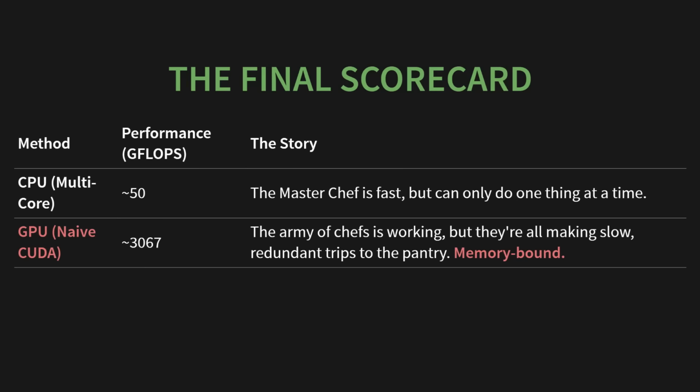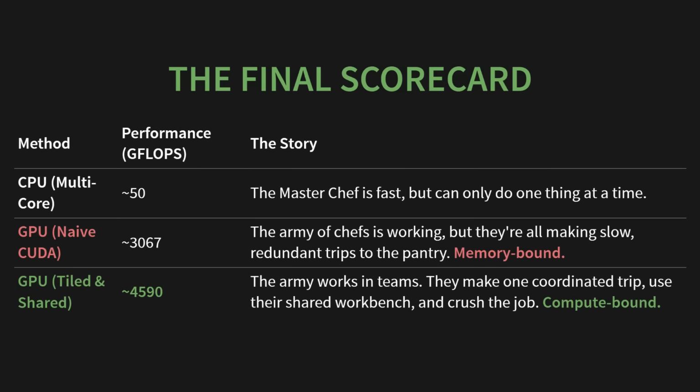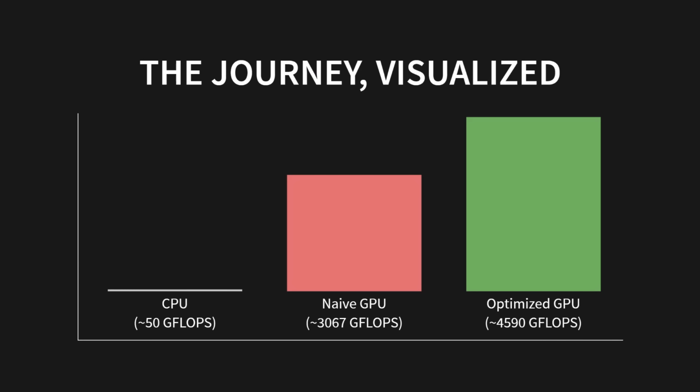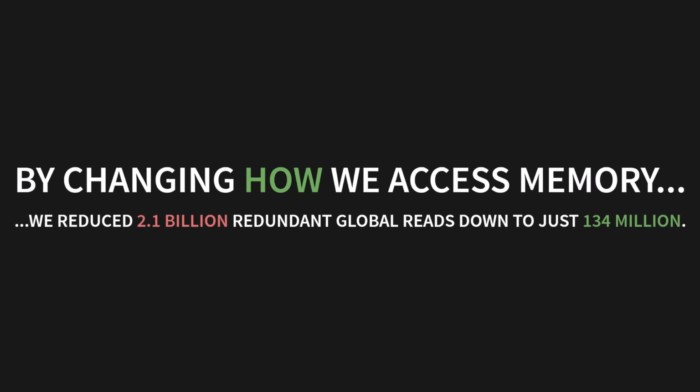The code was memory-bound. And now, with our tiled and shared memory approach, we hit nearly 4,600 GFlops. The army works in teams. They make one coordinated trip, use their shared workbench, and crush the job. We are now compute-bound. Visually, the journey looks like this. A tiny bar for the CPU, a huge leap for the naive GPU, and another significant jump for our final, optimized GPU code. Here's the bottom line. By changing how we access memory, we reduced 2.1 billion redundant global reads down to just 134 million.